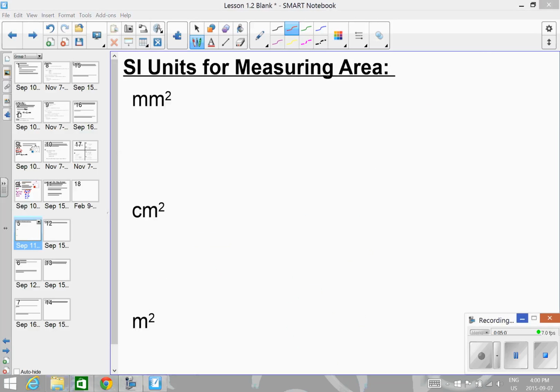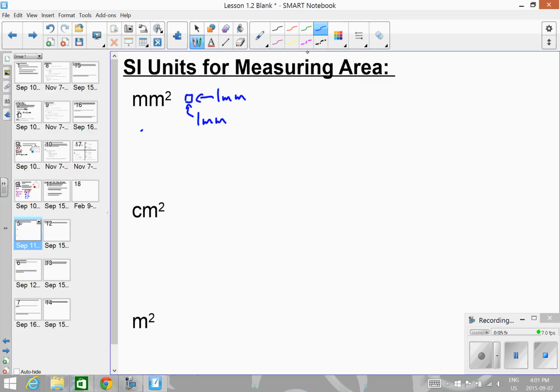All right, now those squares, we didn't know how big they were. In real life, we're going to want something a little bit more specific. So when we're measuring area with SI units, we use these here. The first one is a millimeter squared, and that is a tiny little square that has a length of 1 millimeter and a width of 1 millimeter. Now this is very, very small. That square there is actually probably too big. It's probably closer to about that big.